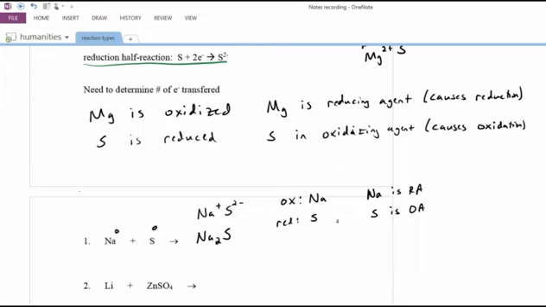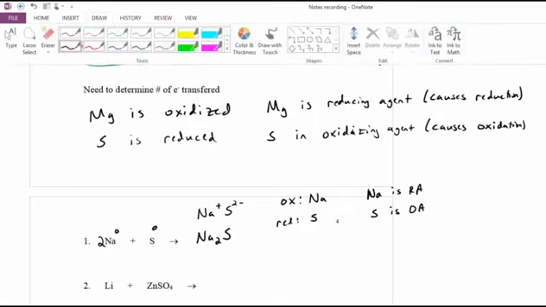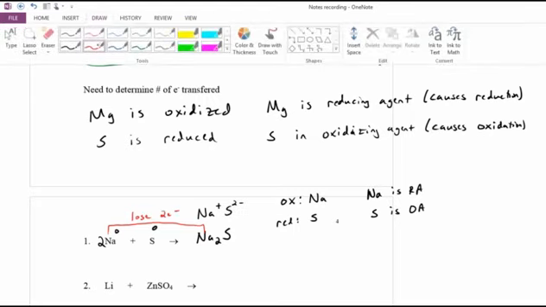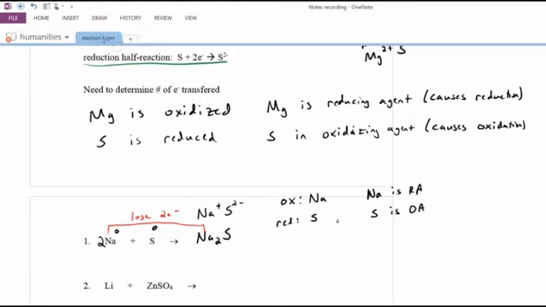We need 2 sodiums to balance this. We've had to lose 2 electrons. And this had to gain 2 electrons.